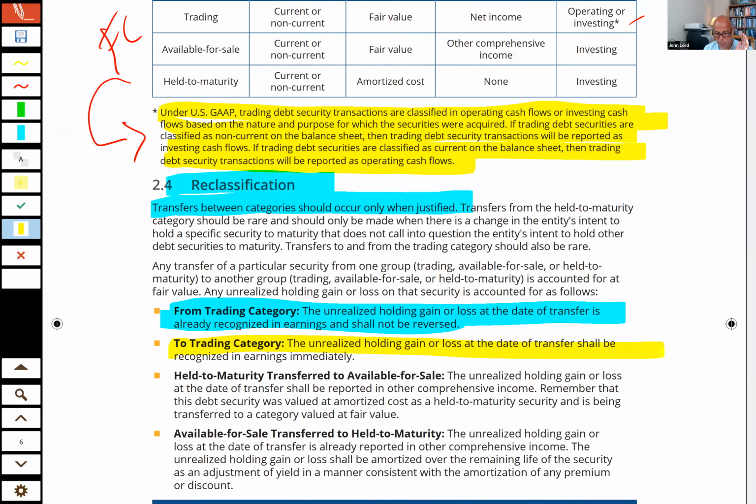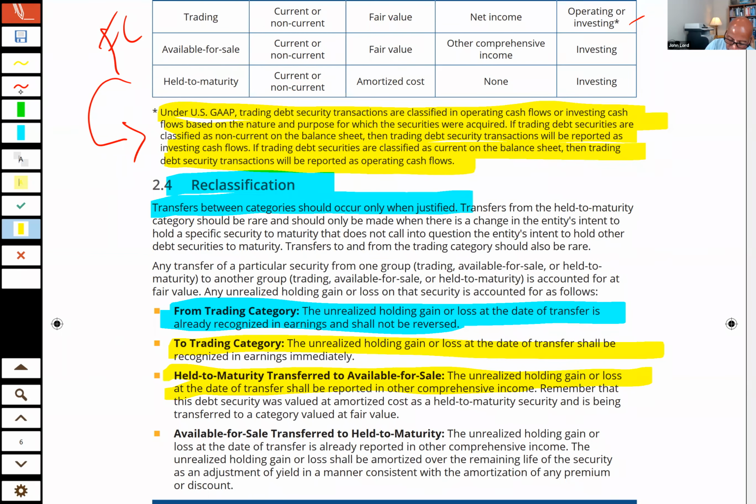If it's available for sale, or if it's held to maturity, you haven't even been taking any unrealized holding gains and losses. Well, they tell you, since you put it in trading, you are to immediately take all the losses that it maybe had accrued over some time and take those to the income statement. Okay. If it goes from held to maturity to available for sale, now unrealized holding gains and losses that you hadn't been taking before need to go where? Need to be immediately taken into comprehensive income.